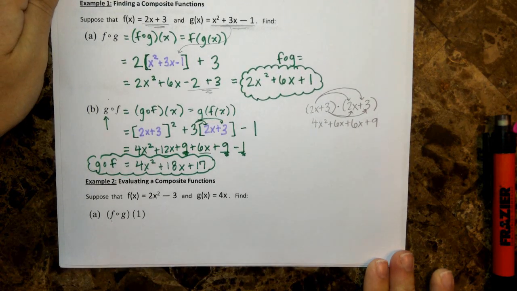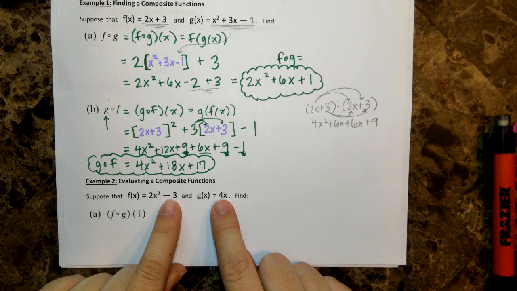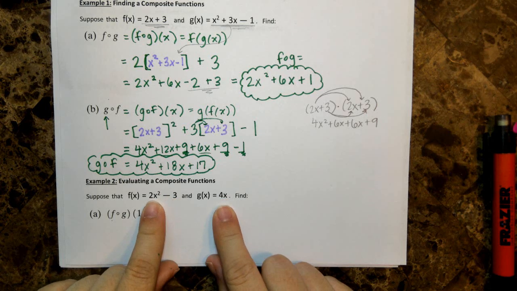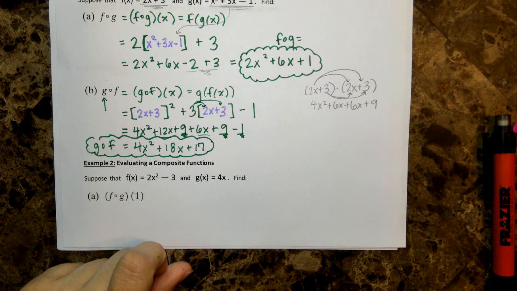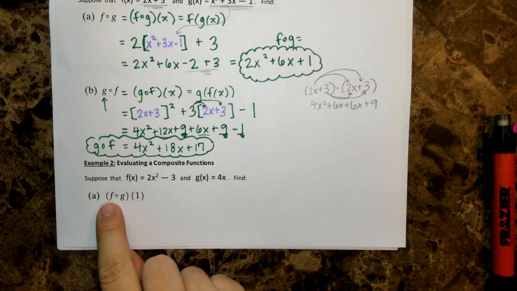So example number 2, it gives us two functions. The first function is f of x, and that's 2x squared minus 3. And the second function is 4x. That's our g function. So what we're going to do first is we're going to go ahead and figure out what is f composed with g.